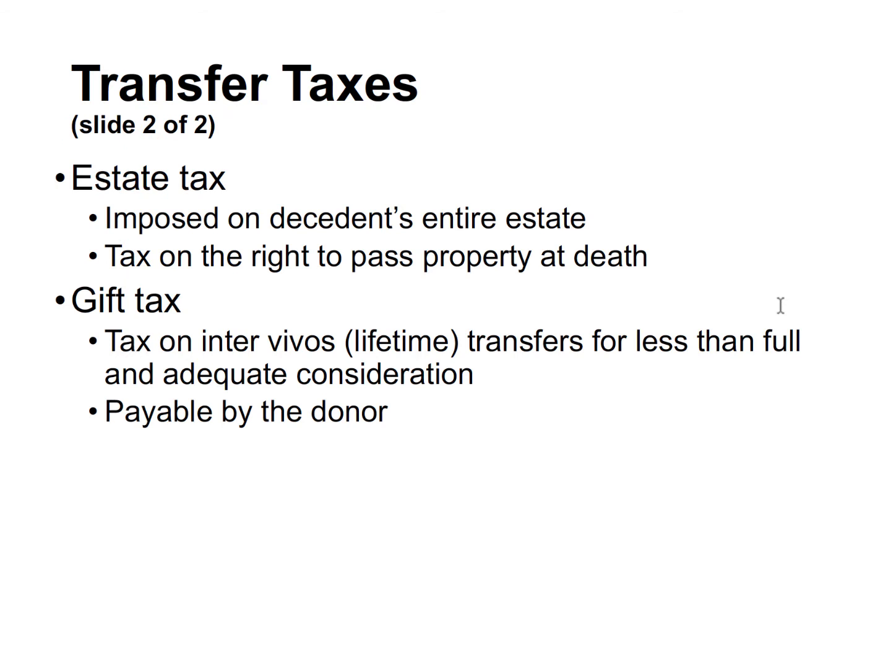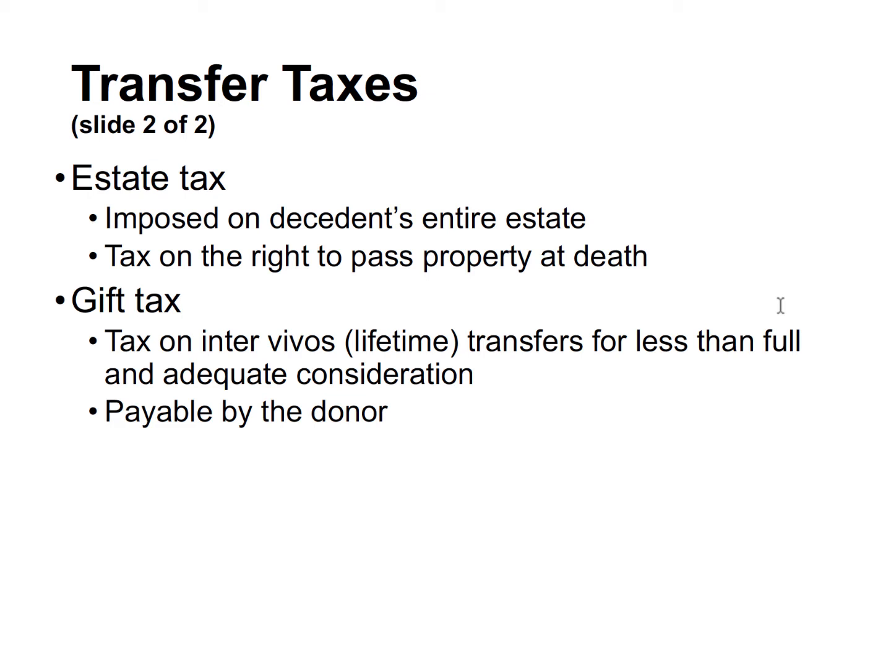Now the estate tax imposes the tax on the decedent, the person that dies, their entire estate. And the tax is on the right to pass property at death. A gift tax is a tax on inter vivos, which means lifetime transfers for less than full and adequate consideration. So basically, for less than full and adequate consideration, we're talking about anything other than a sale. And it's payable by the donor, so the donor pays the gift tax, not the donee.